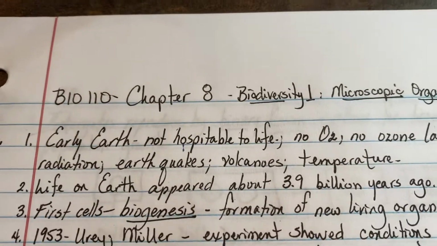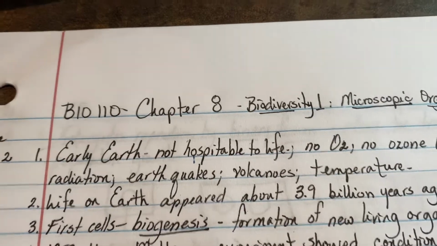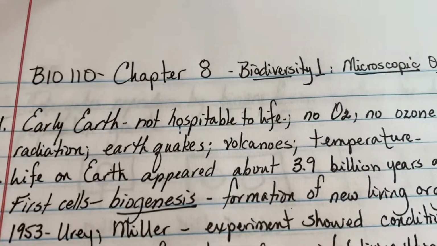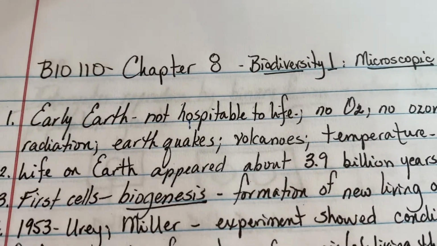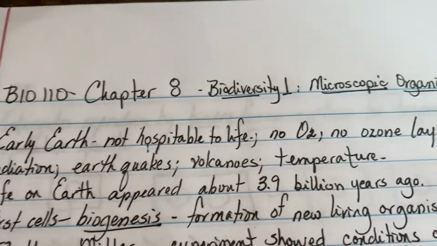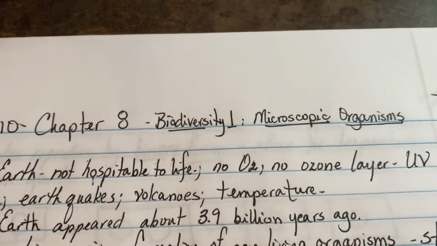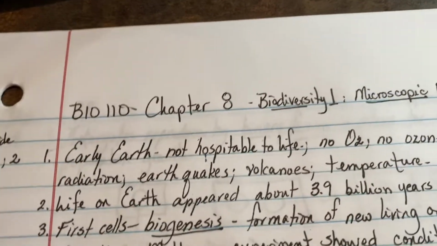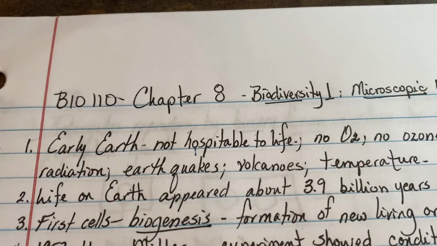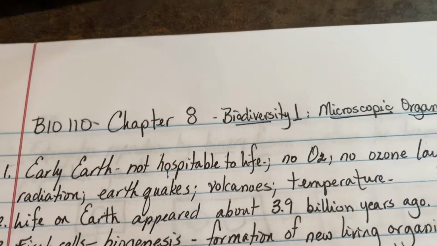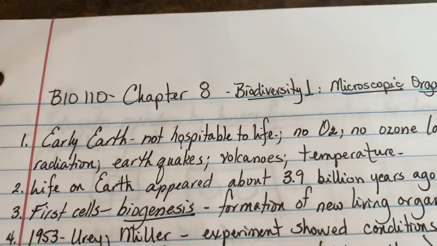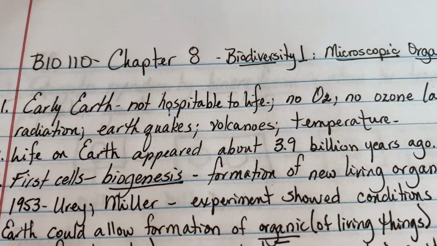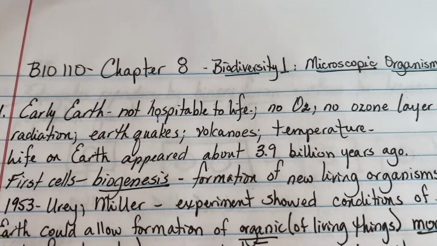So now we're going to talk about Chapter 8, Biodiversity, and the early Earth. The early Earth was not hospitable to life. There is no way that living things could have existed. There was no ozone layer, so there was a lot of UV radiation. Any organism that required oxygen could not have survived. There were earthquakes, volcanoes, very high temperatures, noxious gases. But we think life on Earth appeared about 3.9 billion years ago.